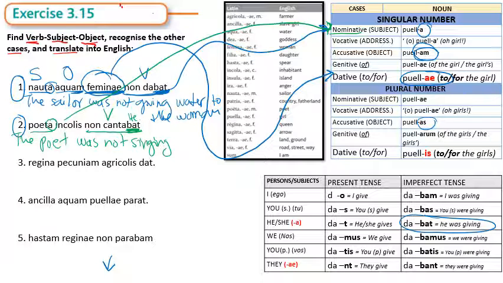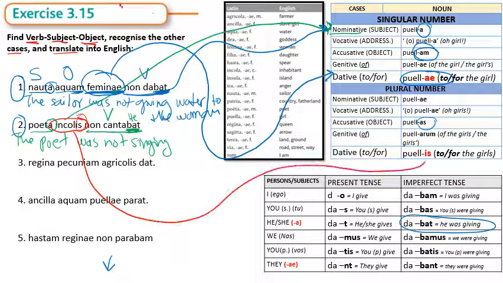And then I have incolis. It ends in is, so it can only be dative plural. To the inhabitants or for the inhabitants. In this case, I think it makes more sense to say for. The poet was not singing for the inhabitants.